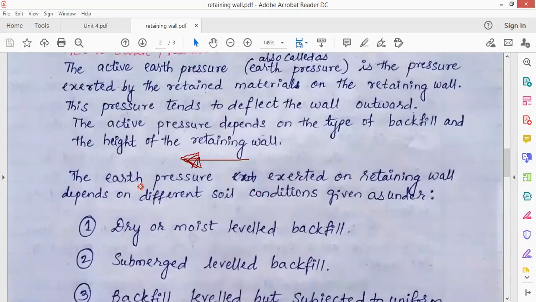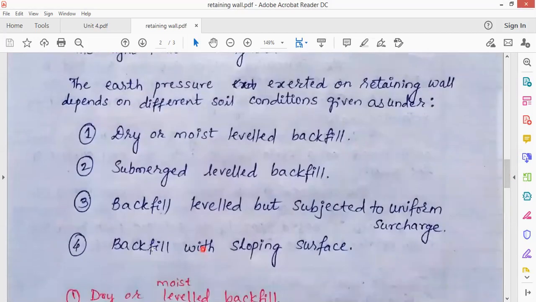The earth pressure exerted on the retaining wall depends on different soil conditions. Different soil conditions means we have mainly four soil conditions here. One is the dry or moist level backfill. Then second one is the submerged level backfill. Third one is the backfill leveled but subjected to uniform pressure or uniform surcharge. And last one is the backfill with sloping surface.